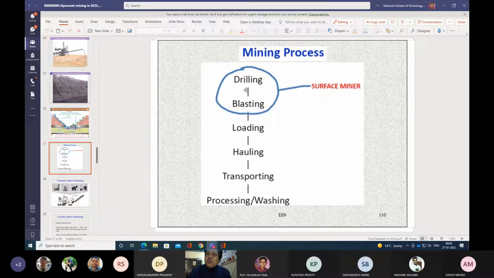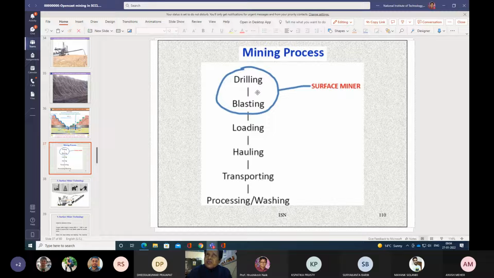where there would be no need of drilling, no need of blasting. So your drilling cost will not be there, blasting cost will not be there, no need of purchasing the explosives, no need of using the drill machines.